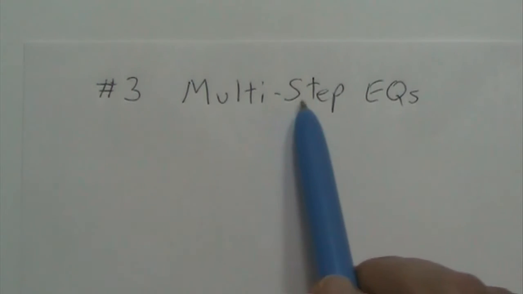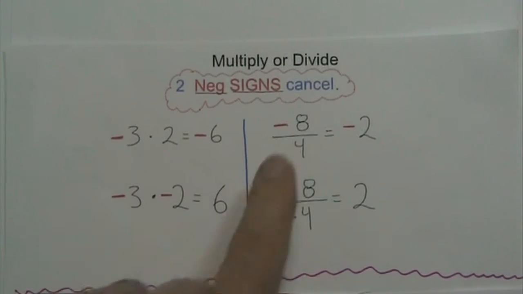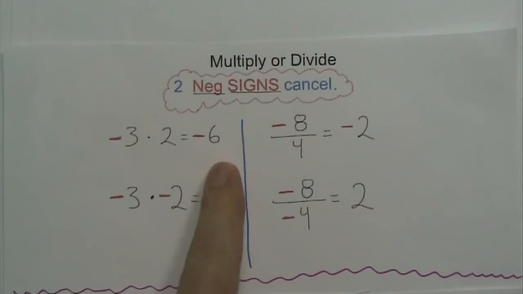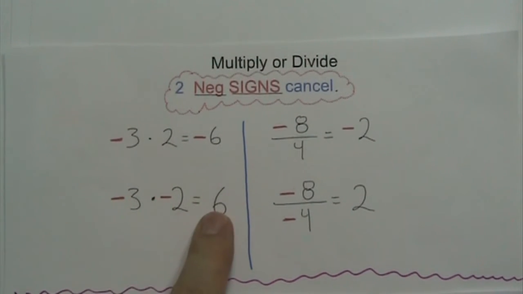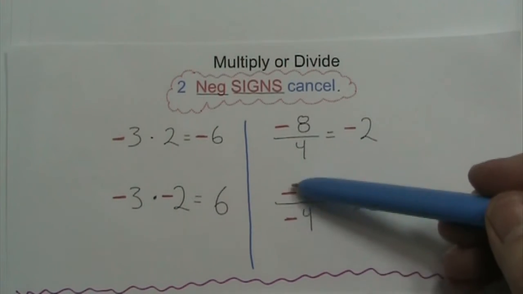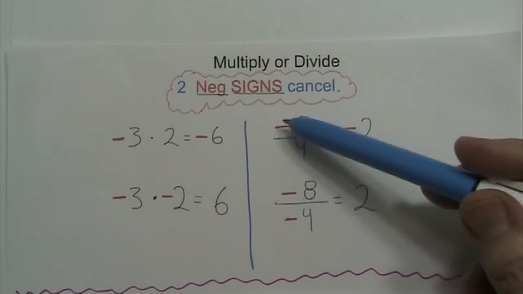Quick review before solving multi-step equations. First of all, with integers, multiplying them, one negative gives you negative, two negatives cancel. And it works with multiplying and dividing. Two negative signs cancel each other. The negative signs, not the numbers, but the signs.